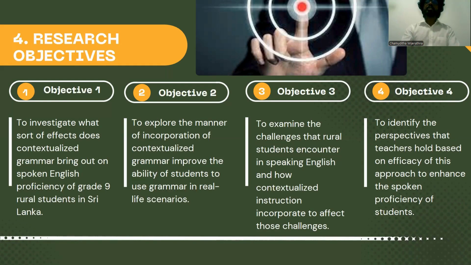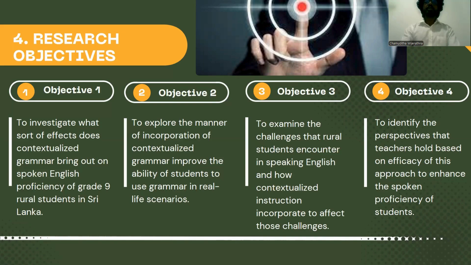So the research questions which I just mentioned in my previous slides are translated into the following objectives, right? So first one is to investigate the specific effects of contextualized grammar instruction on spoken English proficiency. So this involves analyzing changes in fluency, accuracy, and at the same time overall confidence. So the second one is to explore how contextualized grammar helps students to apply grammar effectively in real-life context, right? So understanding this linkage is critical for curriculum design.